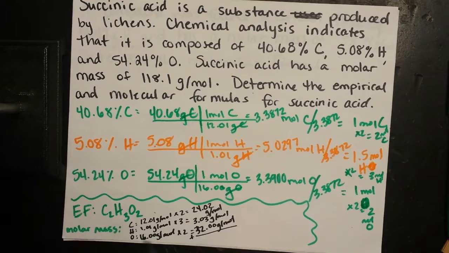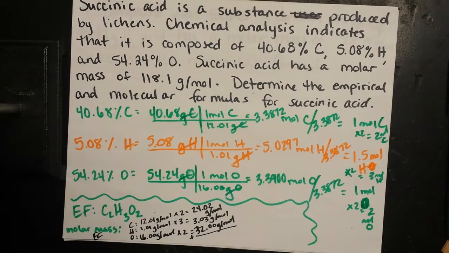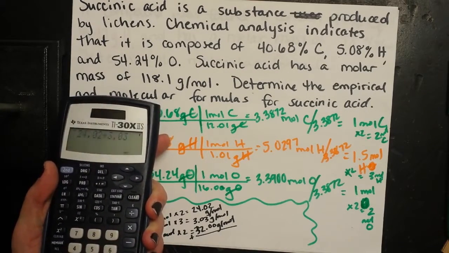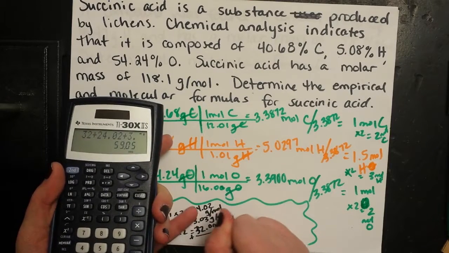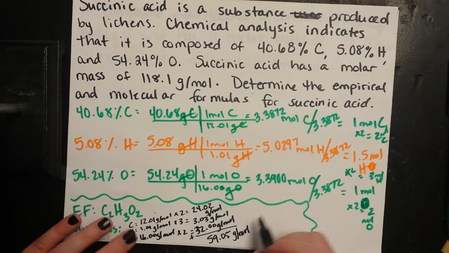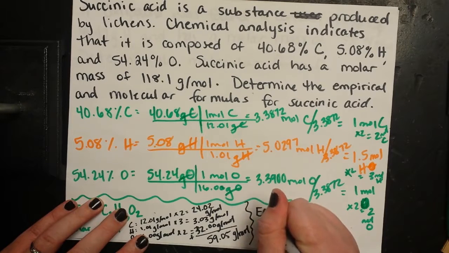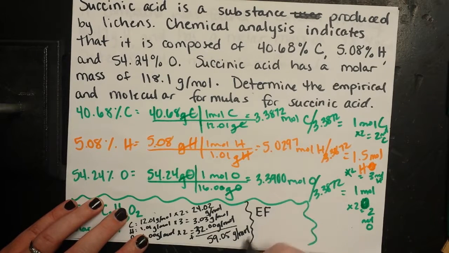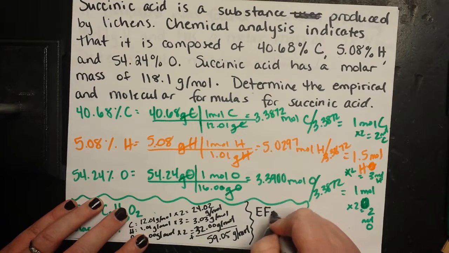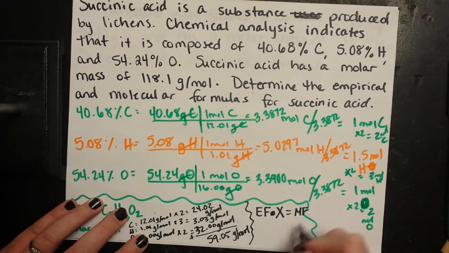And if we add that up, the molar mass of my empirical formula, EF, we're going to have 32 plus 24.02 plus 3.03. So 59.05 grams per mole for my empirical formula. Okay? You know that your empirical formula times some number is going to equal the molar mass of your molecular formula. So times X equals your molecular formula, or X times EF is equal to your molecular formula.